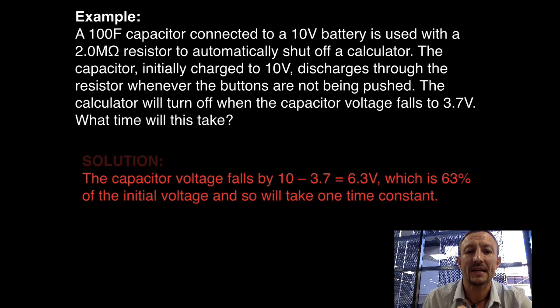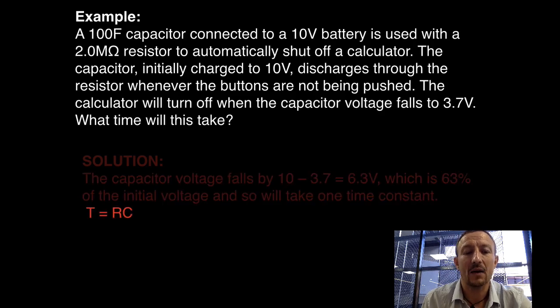So basically what we need to understand is that the capacitor voltage is going to fall from 10 volts down to 3.7, which is a fall of 6.3 volts. This is 63% of the initial voltage, and as a result will be one time constant. Remember back to what we said, one time constant is always 63% of what you're either trying to achieve or what you're starting with. So we know that tau equals RC.